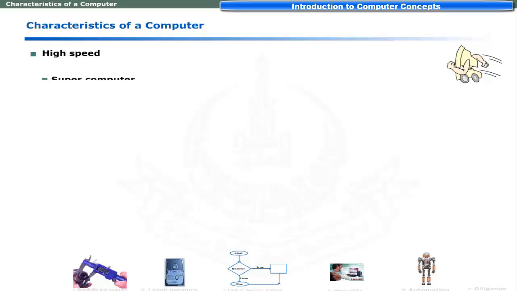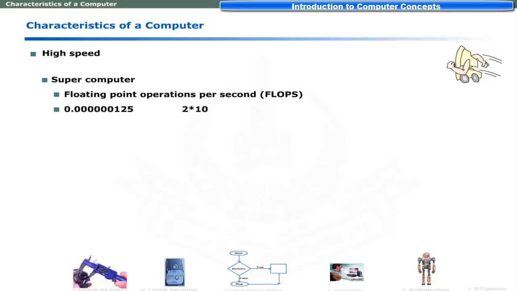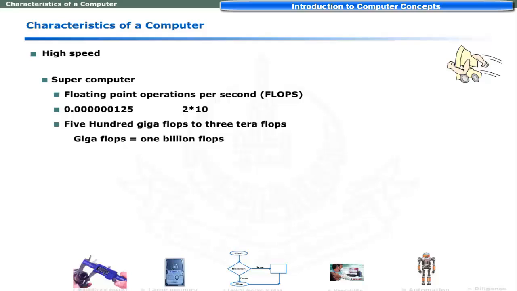The speed of supercomputer is measured in terms of floating point operations per second. Floating point numbers include very small or very large numbers. Supercomputers operate at a speed of 500 gigaflops to 3 teraflops. A gigaflop is 1 billion flops and a teraflop is equal to 1 trillion flops.